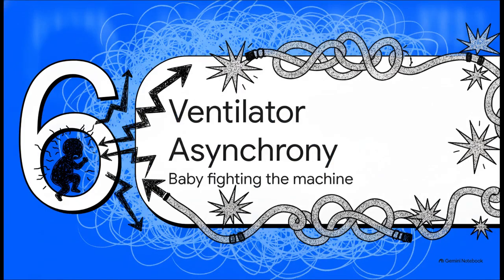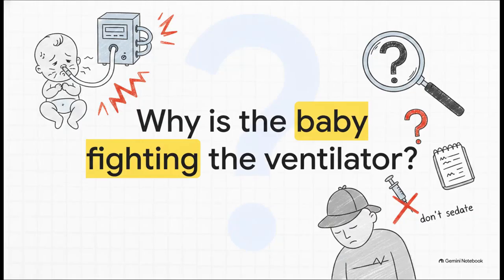Finally, Section 6, Troubleshooting Ventilator Asynchrony. This is what happens when the baby starts fighting the machine. It's honestly one of the highest stress moments on the ward, right? A baby who is perfectly comfortable suddenly starts retracting and fighting the vent. The knee-jerk reaction might be to just reach for a sedative.